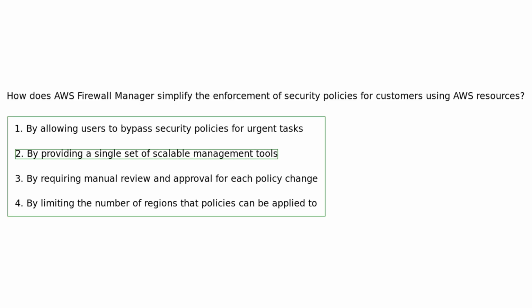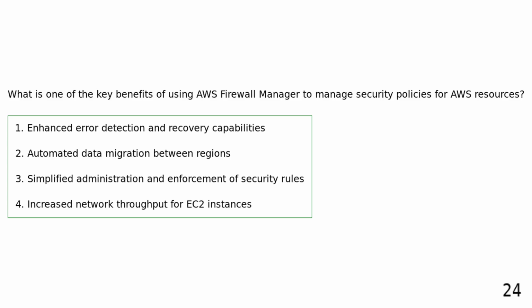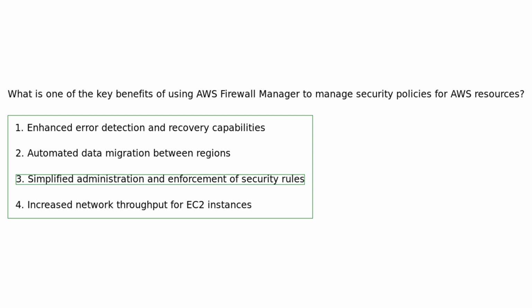policies across accounts. What is one of the key benefits of using AWS Firewall Manager to manage security policies for AWS resources? Enhanced error detection and recovery capabilities. Automated data migration between regions. Simplified administration and enforcement of security rules. Increased network throughput for EC2 instances. One of the key benefits of using AWS Firewall Manager is the simplified administration and enforcement of security rules for AWS resources, ensuring a secure environment.